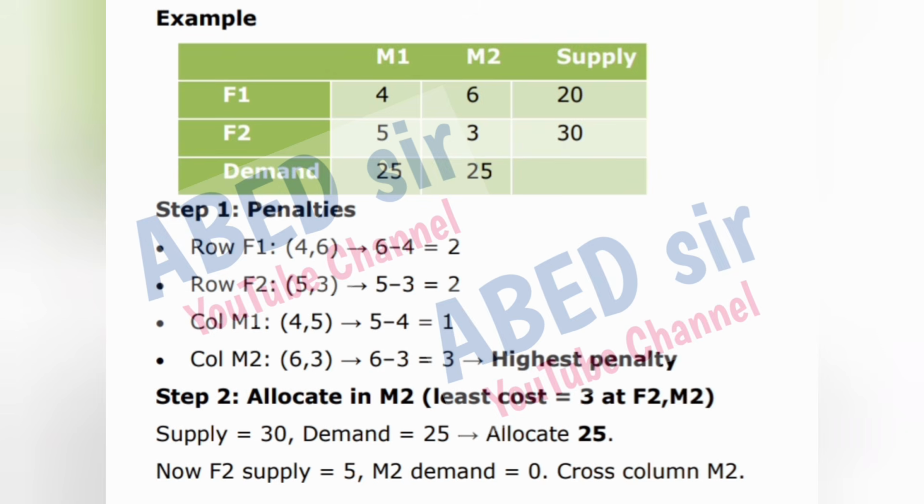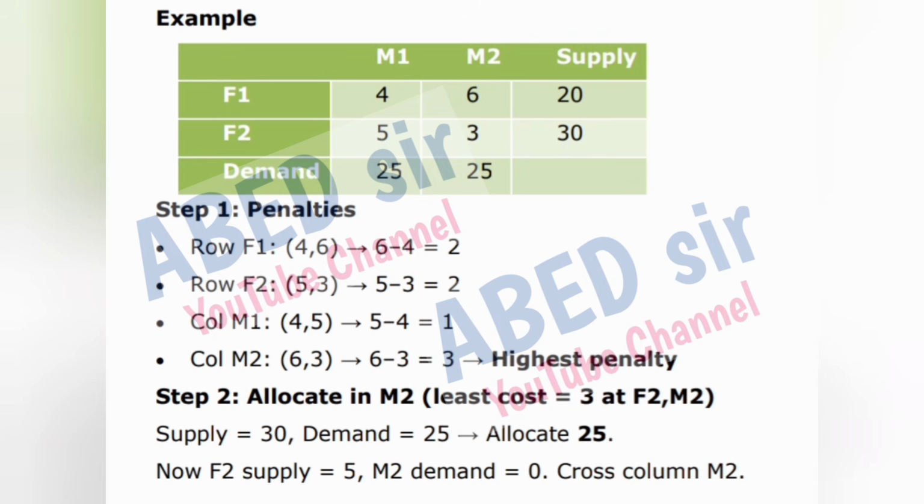Example. M1, M2, supply. F1: 4, 6, 20. F2: 5, 3, 30. Demand: 25, 25. Step 1, penalties. Row F1: 4, 6, 6 minus 4 is 2. Row F2: 5, 3, 5 minus 3 is 2. Column M1: 4, 5, 5 minus 4 is 1. Column M2: 6, 3, 6 minus 3 is 3, the highest penalty.